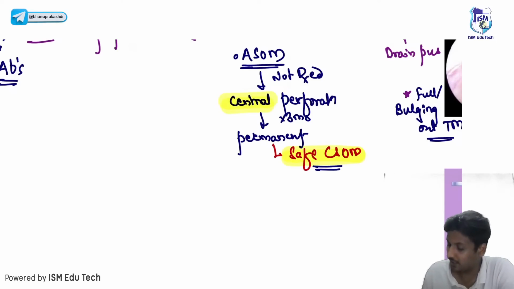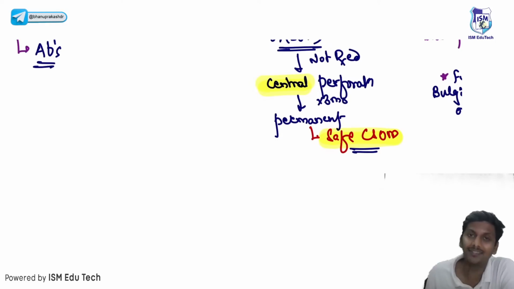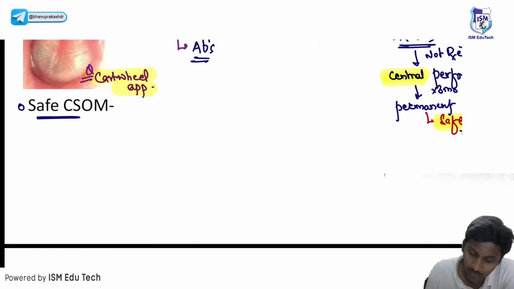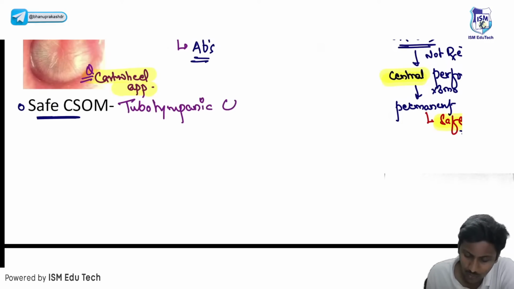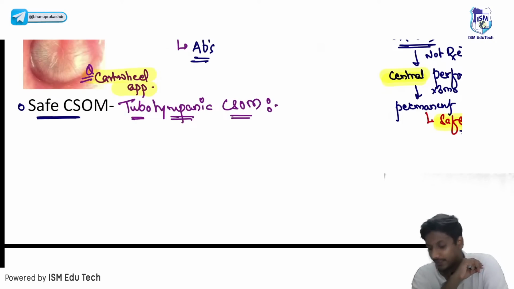Okay. So here definitely there will be a central perforation which will further cause safe chronic suppurative otitis media in the patient. If I talk about safe CSOM, please remember, it is also known as tubotympanic CSOM. Why tubotympanic? Because here the infection is only limited to the eustachian tube and the tympanic cavity or the middle ear cavity. Therefore, it is known as tubotympanic CSOM.